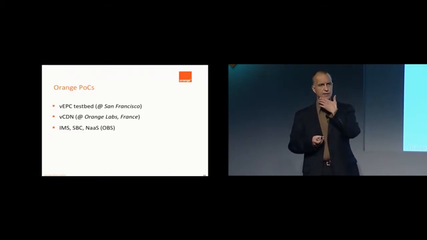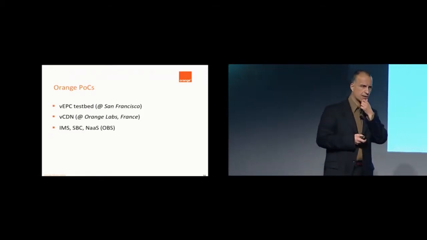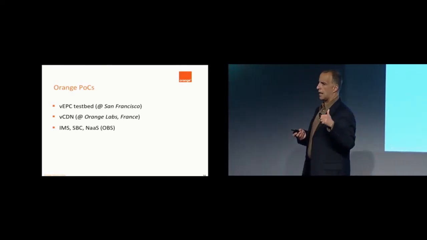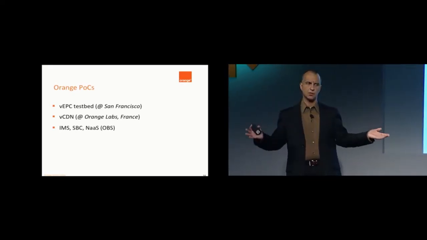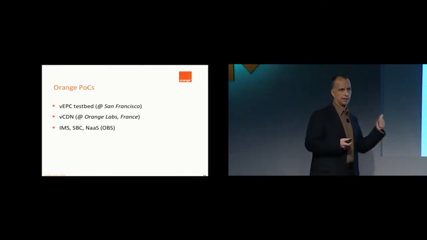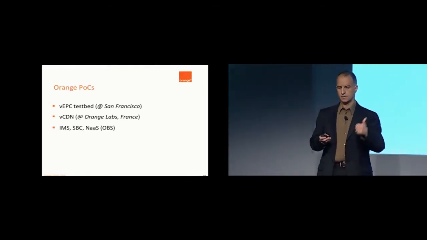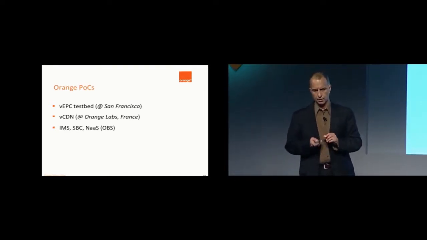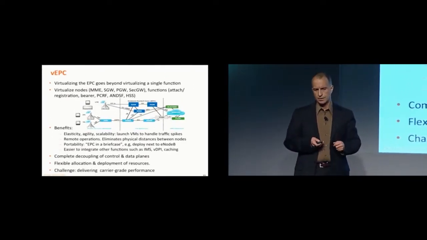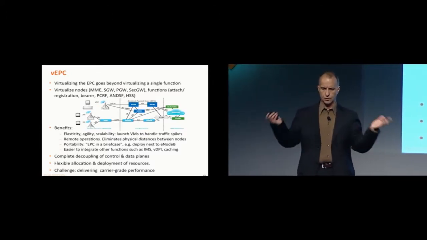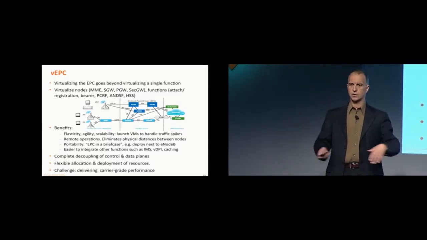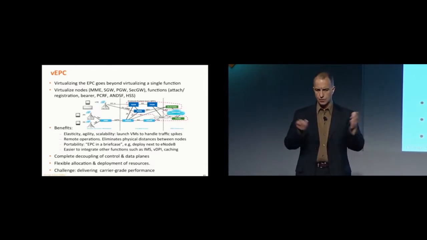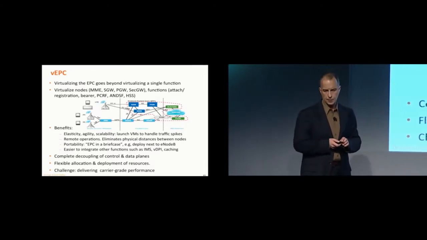Some of the interesting stuff that we're working on within Orange are vEPC, the Virtualized Evolved Packet Core, and vCDN. Here, as you see, we try to address two major trends, mobility and video, hence the proofs of concept that we're working on. The first one is vEPC. Virtualizing the EPC goes beyond virtualizing just a single function. You're trying to virtualize the entire architecture, so you can virtualize the nodes that comprise your EPC.